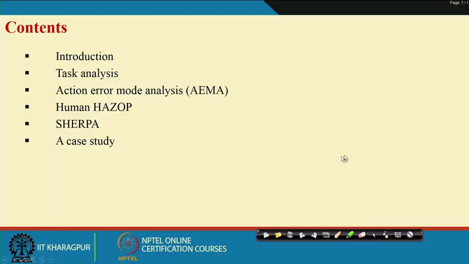We will start with what human error identification is, and then we will give you the steps. First, you are required to do task analysis, then there are several ways to identify human errors. One of the methods is action error mode analysis, then we will discuss human HAZOP, then systematic human error reduction and prediction approach. One case study will show what we have developed, and then I will show you some of the human errors which were studied and developed by Kirwan, given in his book A Practical Guide to Human Reliability Analysis in Appendix 2.